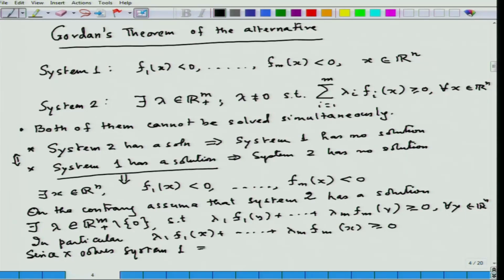So, since x solves system 1, the sum lambda 1 f 1 x plus dot dot dot plus lambda m f m x must finally be strictly less than 0. Which means we now have a contradiction. Thus, we have a contradiction.